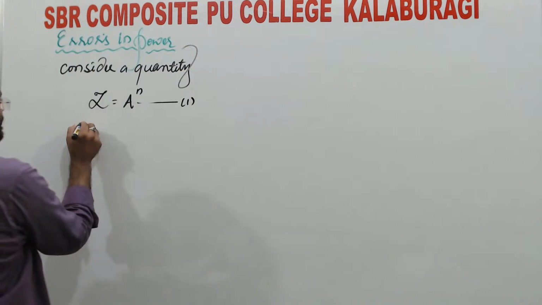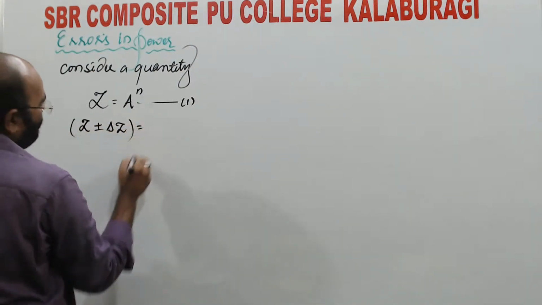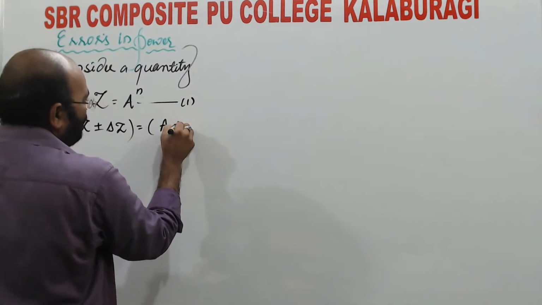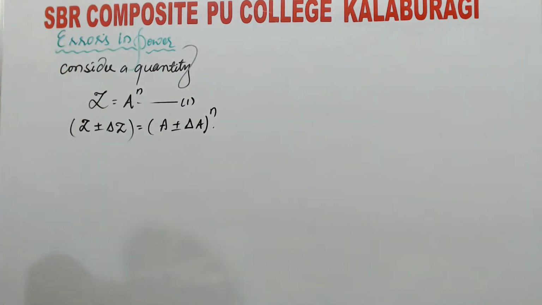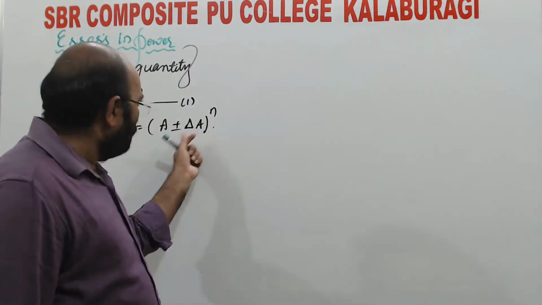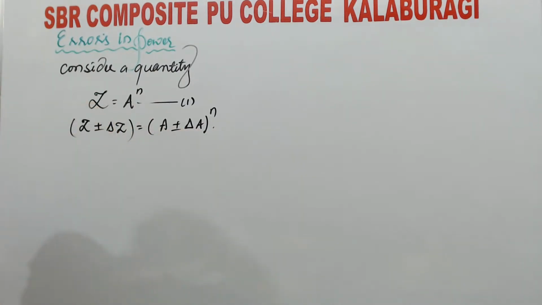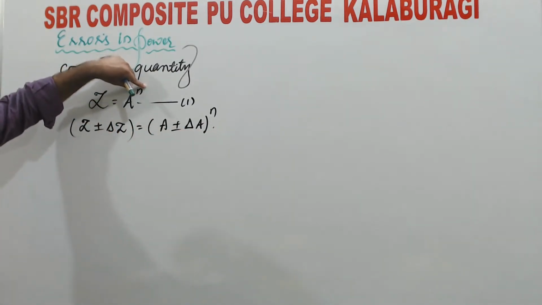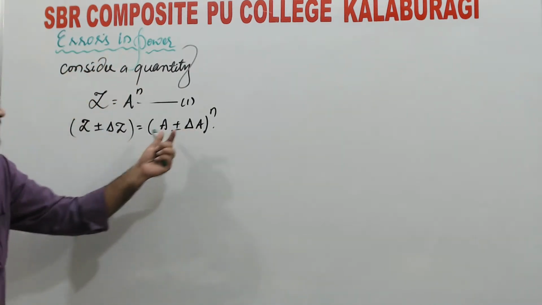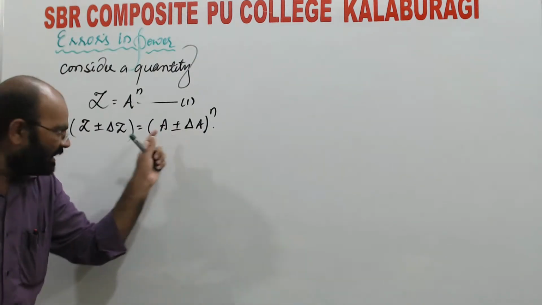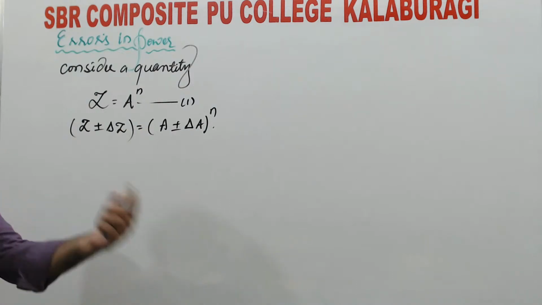So this is Z plus or minus delta Z, which equals a plus or minus delta a, the whole to the power n. This is the error associated with the a value, and the error associated with the Z value. What is n? n is the power, a is the base. Then what is delta a? Delta a is called the absolute error, the error associated with a given value of a physical quantity. Then the same procedure again, no need to change anything.